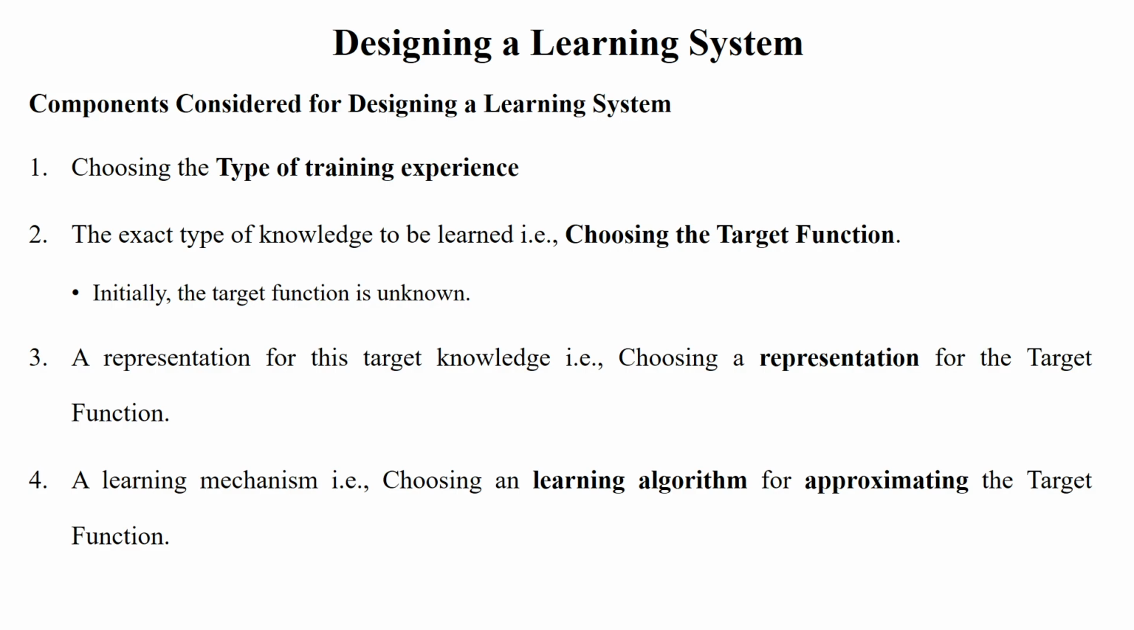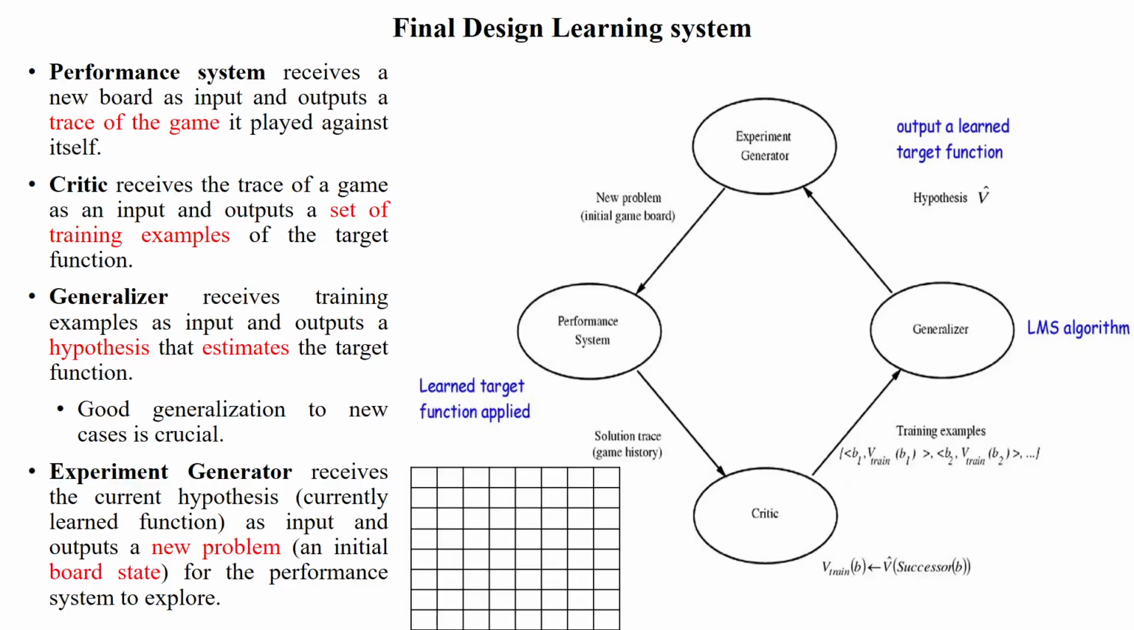towards target function. If there is any error, then we can reduce that error by adjusting the weights by using least mean square algorithm. So now the performance system, that is learning system, is ready for generating more training example with different hypotheses.